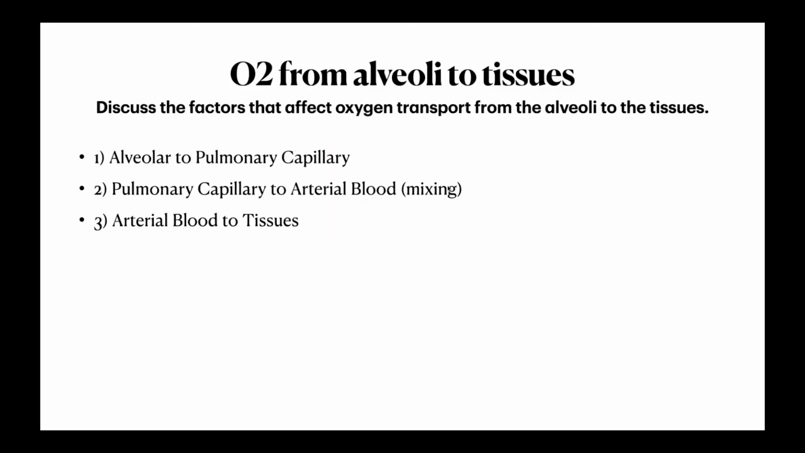The way that I think about this question is that there's 3 components to it. There's your transfer of oxygen from your alveolar to pulmonary capillary. And then we need to think about going from the pulmonary capillary to arterial blood. And that's where you get mixing. And you can bring in the concept of shunt here, as well as VQ mismatch. And thirdly, we need to talk about the transfer of oxygen from arterial blood to tissues.